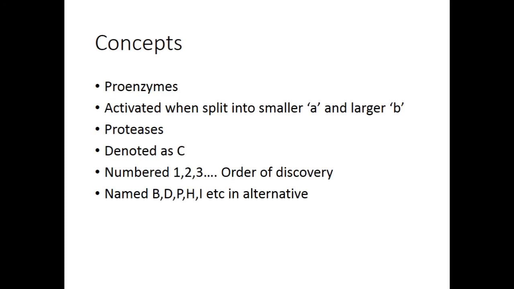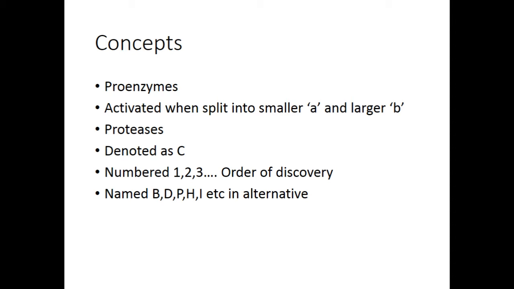Some concepts that we have to know before going into the topic. These complements are proenzymes. As I told, they exist as plasma proteins, around 30 of them, but they are also seen in the interstitial fluid, not just plasma. They are proenzymes in the sense that they are not active by themselves. They don't cause any activation or destruction in their native state, but when they get activated, they can continue the pathway.